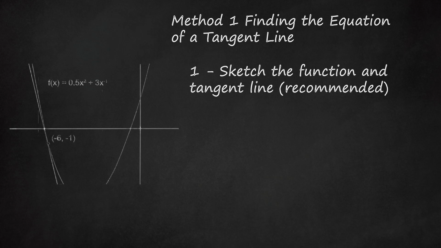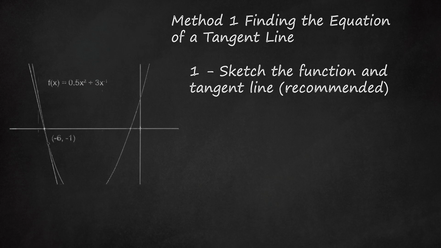Sketch the function on a piece of graph paper, using a graphing calculator as a reference if necessary. Sketch the tangent line going through the given point. Remember, the tangent line runs through that point and has the same slope as the graph at that point.